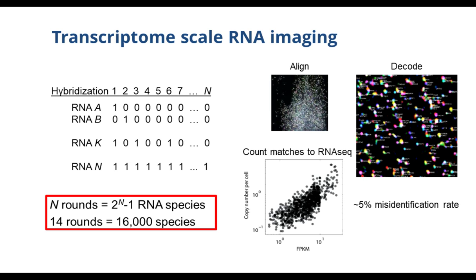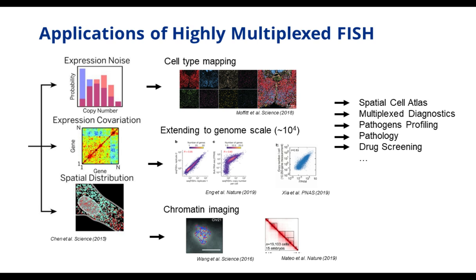And then we tried to compare the number of dots for each RNA species to, for example, RNA-seq here. And what we see is that the number of dots actually agrees very well with the RNA sequencing results, with a Pearson correlation of about 0.7, indicating that the dots that we are counting are highly reliable.